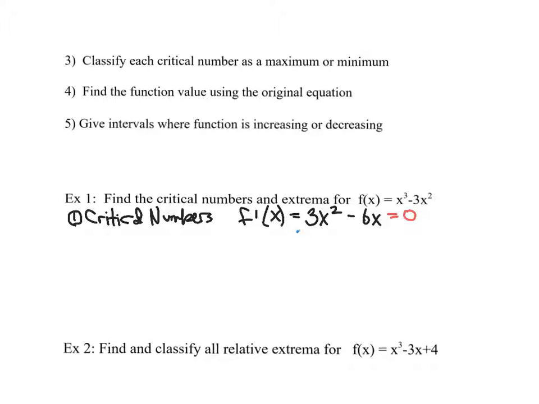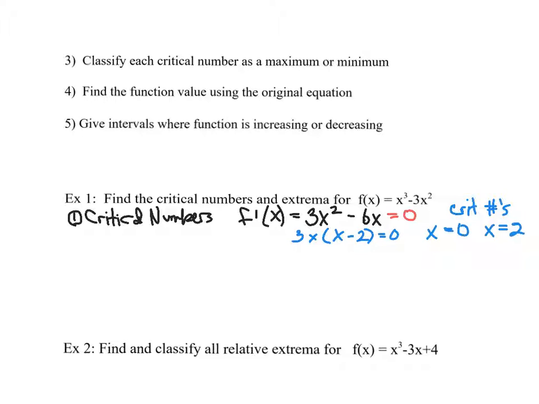To solve this, I'm going to factor out a 3x, and I'll be left with x minus 2. So when I set this equal to 0, I end up with two critical numbers, x equals 0 and x equals positive 2. So these two are both critical numbers.